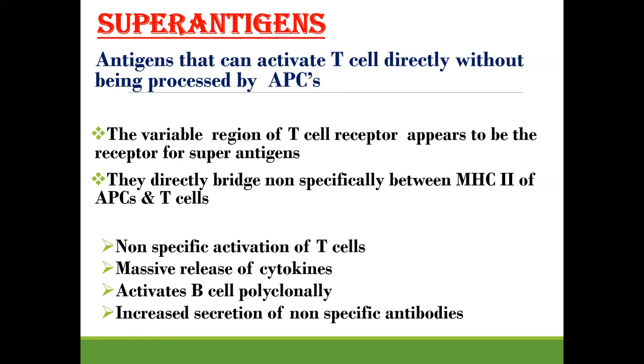Superantigens are yet another class of antigen that can activate T cell directly without being processed by antigen presenting cells. The variable region of T cell receptor appears to be the receptor for superantigen. They directly bridge non-specifically between MHC class II of APCs and T cell. The action of superantigen results in non-specific activation of T cells, massive release of cytokines, polyclonal activation of B cells, and increased secretion of non-specific antibodies. All these conditions result in various clinical manifestations.